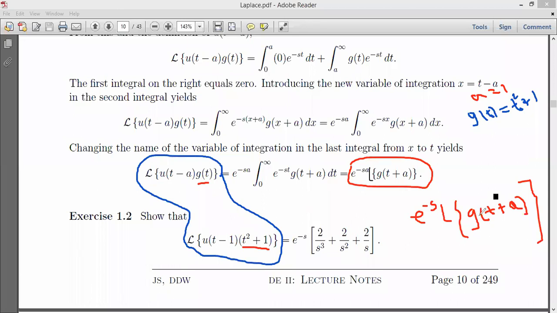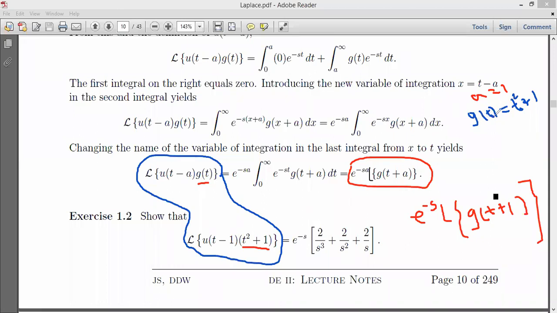Since this is G of t plus a, but remember this was t, and this is t plus a, I need to replace this t with t plus a. But remember, a is 1. So since a is 1, I can remove the a here and replace it with 1. So it is G of t plus a, but the a is 1. This is like dealing with functions. This is your calculus 1.